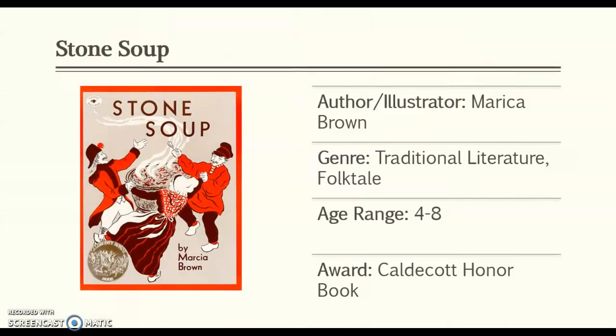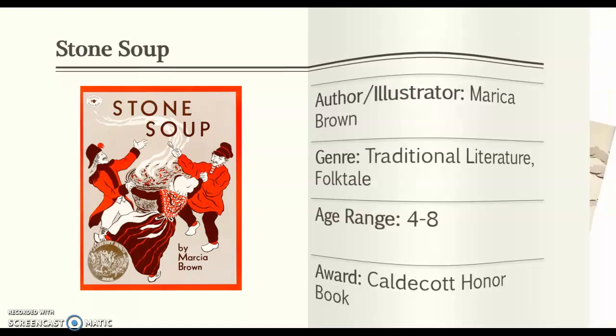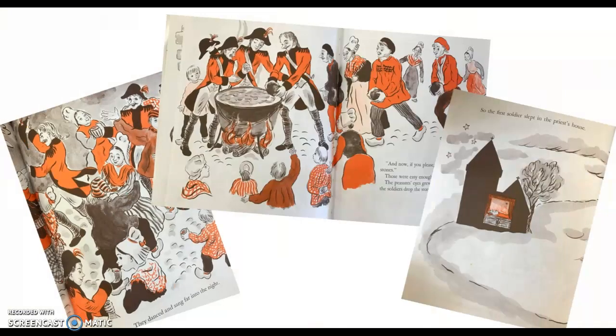Moving on from our feature text, we have this lovely piece of traditional literature called Stone Soup. And like many pieces of traditional literature, the setting and the characters are vague, but the plot is strong and entertaining. One thing I appreciated about this particular version is the illustrations. You can see that the illustrator only used 3 different colors throughout, but the illustrations were effective in advancing the plot.